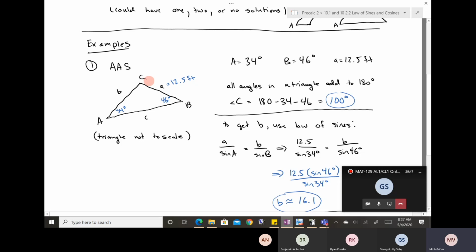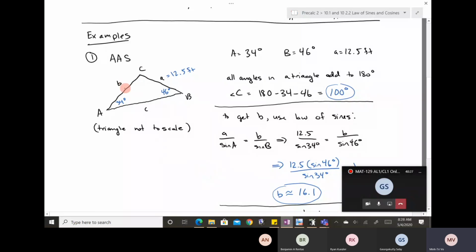In terms of angle C, that's pretty straightforward to figure out. For any triangle, the rule is that all three angles should always add up to 180. Because we know both angles A and B, we can calculate angle C by just subtracting. So angle C has to be 180 minus 34 minus 46. If you calculate this, you get angle C is equal to 100 degrees. So angle C is pretty straightforward to calculate.